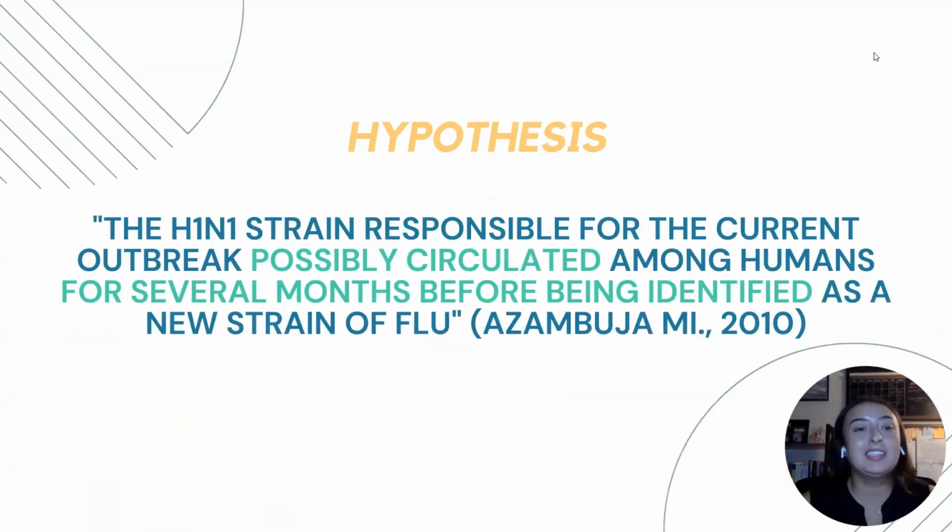For the hypothesis, the H1N1 strain responsible for the current outbreak possibly circulated among humans for several months before being identified as a new strain of flu. Since symptoms were like the normal seasonal flu, without proper testing, there was no way to know, based only on symptoms, what strand you may have had. This is very important because it also reflects the data that is collected in regards to the H1N1 virus and the gaps that are also present within that data.